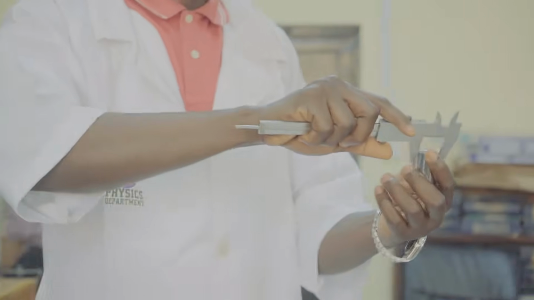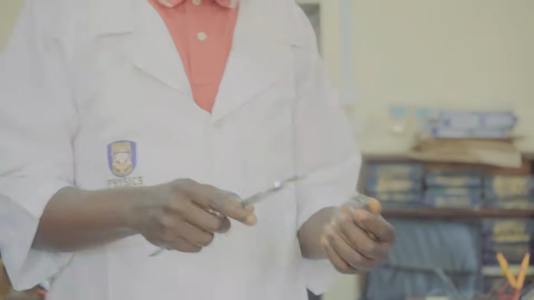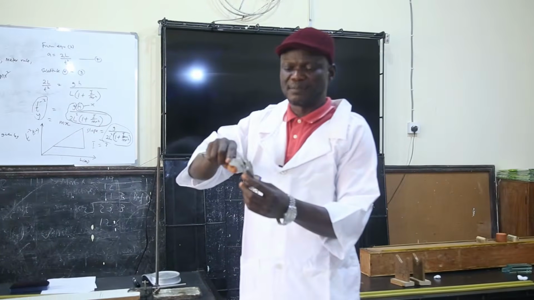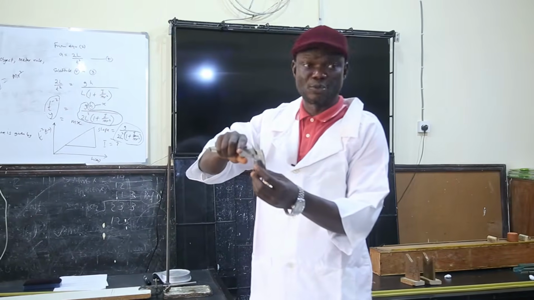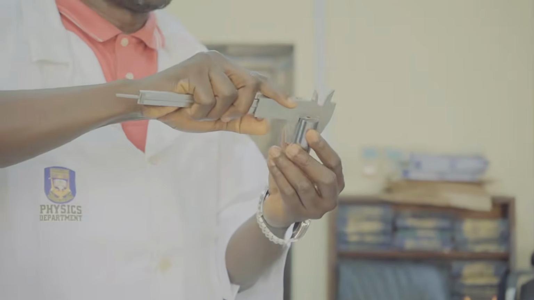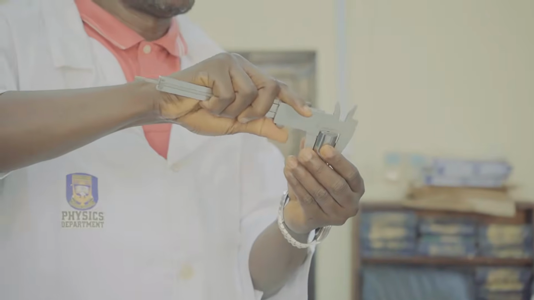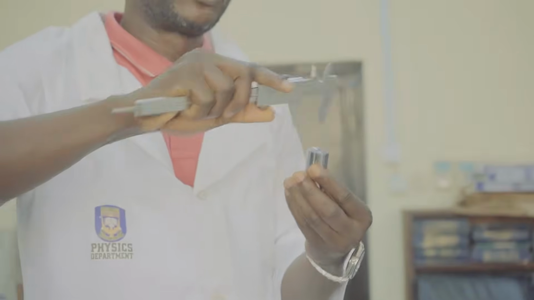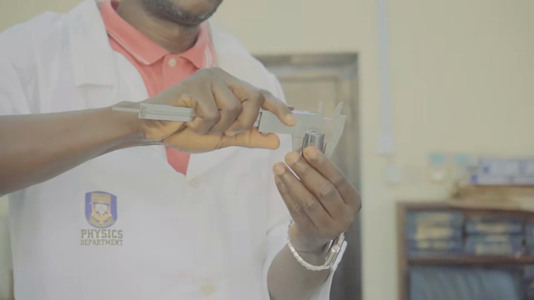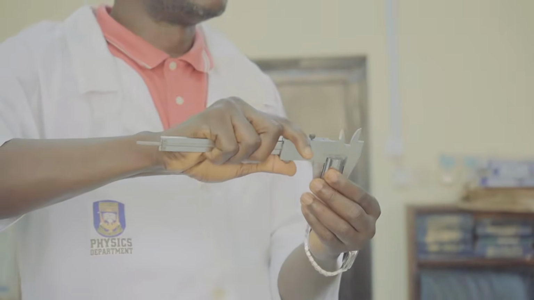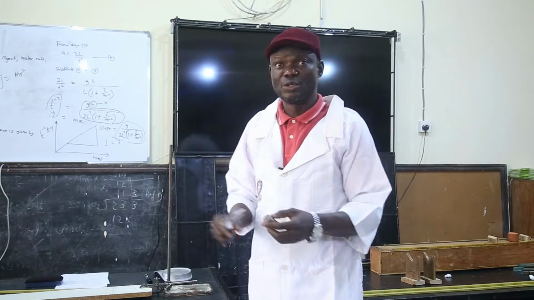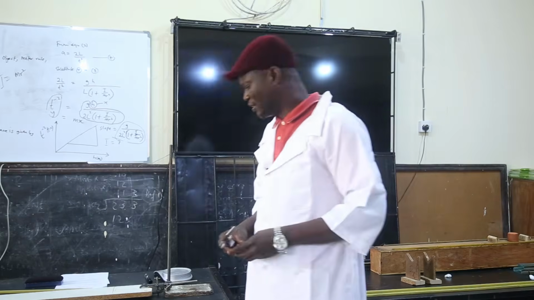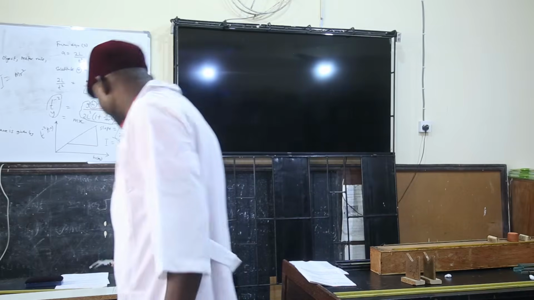Again, for clarity, I said you have to measure the diameter of this metallic cylinder at two different positions, which is perpendicular. First of all, you measure here. You measure here. You take your reading, the reading on the main scale and the vernier scale. Then you measure here. You take the same reading. The two readings you took, you take the average and divide by 2 to get the radius. So that's how to use vernier caliper.